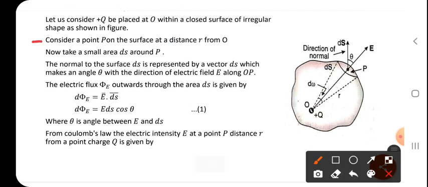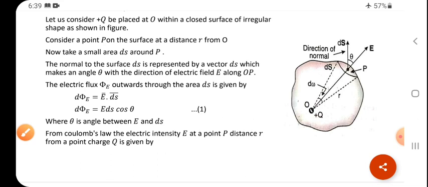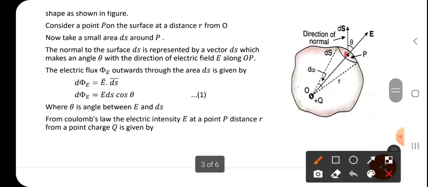Next, consider a point P on the surface at a distance r from O. So let that point be at this place, the point P, at r distance from O. From this point to here, r distance is present. Now take a small area dS around P. So around this P take a small area, whose area element is dS, okay.